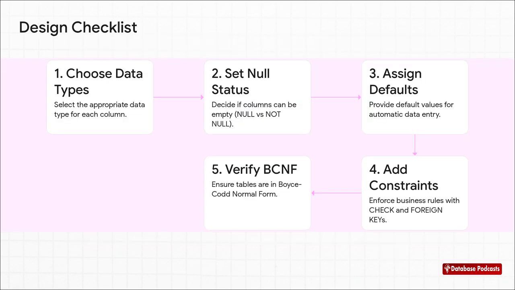So let's wrap this all up into a simple, practical checklist. For every table you design, first, choose the right data types. Second, set the null status for each column. Third, assign default values where they make sense. Fourth, add all the constraints you need to enforce your business rules. And finally, fifth, verify that your tables are in BCNF. If you follow these steps, you'll be turning that data model into a truly robust and reliable database.